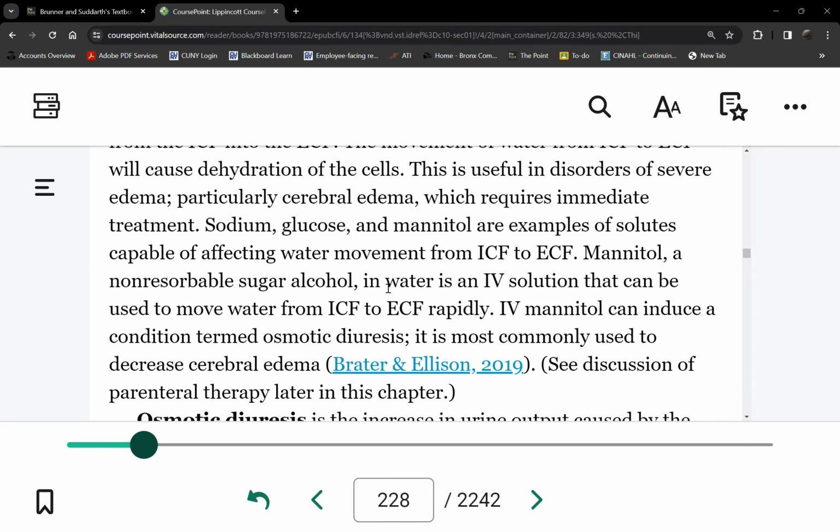The decision again, whether or not to use the mannitol or the hypertonic solution, is based on, can the patient handle fluids? If the patient can't handle fluids, will you give hypertonic solutions or mannitol? We'll give mannitol. Okay.